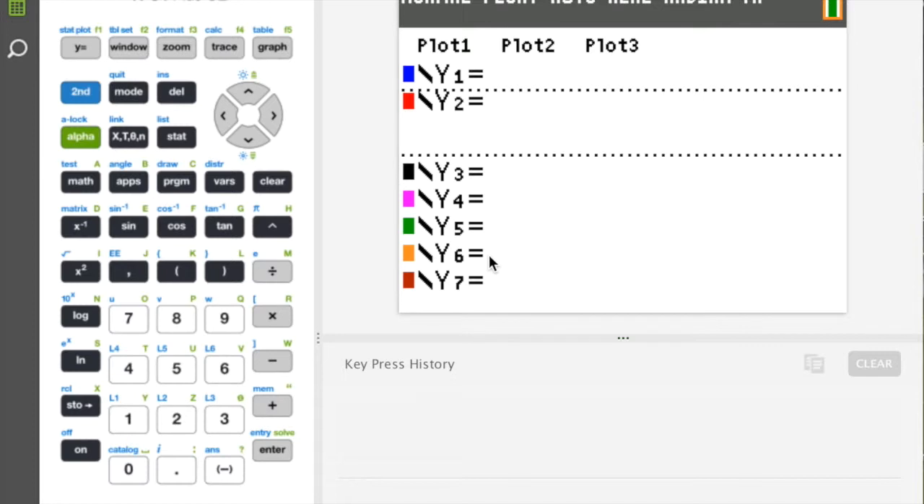Hey everybody, welcome to our little introduction to the TI-84 or 83, I guess, or 83 Plus or Silver Edition or whatever calculator. Familiarize yourself with the buttons.